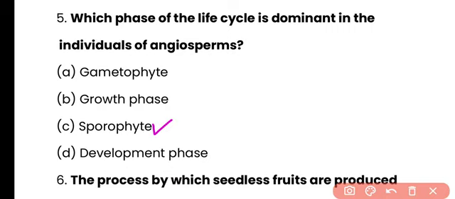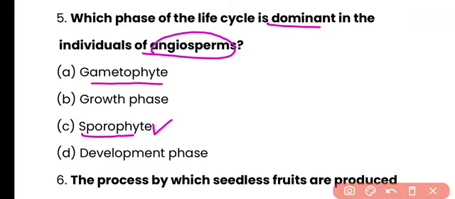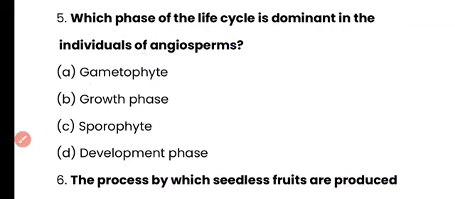All the vascular plants such as angiosperms they have a dominant sporophyte, while all the non-vascular plants like bryophytes they have a dominant gametophyte. क्योंकि angiosperms का पूछा गया है तो angiosperms vascular plants हैं और इनके अंदर sporophyte dominant है. So correct answer है option C.